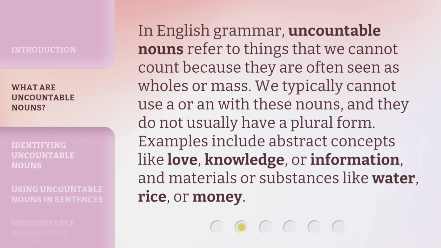In English grammar, uncountable nouns refer to things that we cannot count because they are often seen as wholes or mass. We typically cannot use a or an with these nouns, and they do not usually have a plural form. Examples include abstract concepts like love, knowledge, or information, and materials or substances like water, rice, or money.